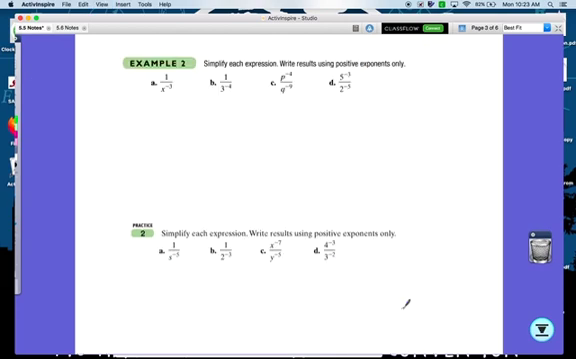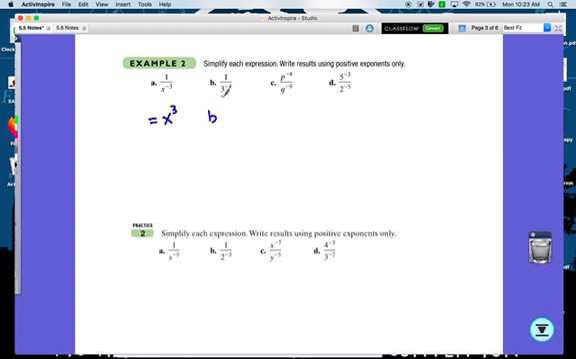All right, if they're on the bottom, they move to the top. Okay, you can think about that fraction bar as the middle. If it's on bottom and negative, it moves to the top. If it's on top and negative, it moves to the bottom. So in A, the negative exponent's on the bottom, so it's going to move to the top, and so you'll get x to the 3rd.